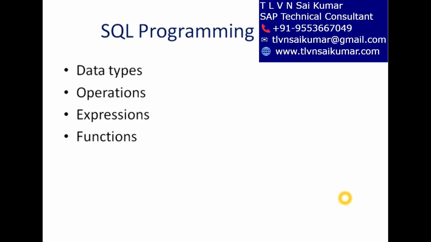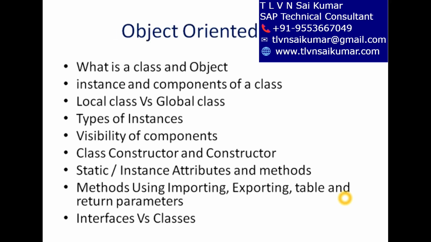In ABAP also we are going to do some SQL programming, as well as the HANA database also following some SQL concepts like data types, operations, expressions, functions, all those things. Next we are going to discuss object oriented ABAP, most important in HANA development. What is class and object and instance and components of classes? What is the difference between local class and global class? There are different types of instance and visibility of components.